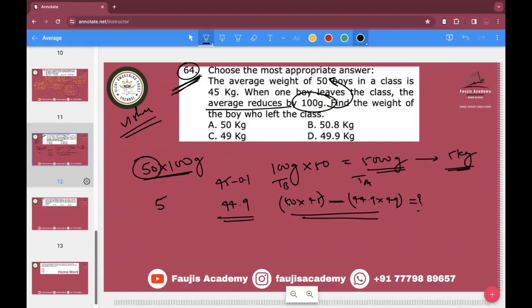Yes, sir. So 45 kg was there. Now it is 44.9 kg. 50 boys were there, 49 are there. Okay, take your calculators, one second. 45 into 50, 2250. Yeah, 2250. Guys, don't inculcate this habit of using calculators. 49. Okay, so this comes to 49.9. 49.9 kg will be the answer.